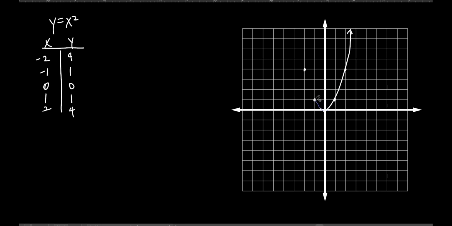This graphics tablet that I use is a little slippery, so I can't do it super smooth, but you get the idea. It's a nice smooth curve that looks like that. So that's our basic parabola. That's our basic y equals x squared.